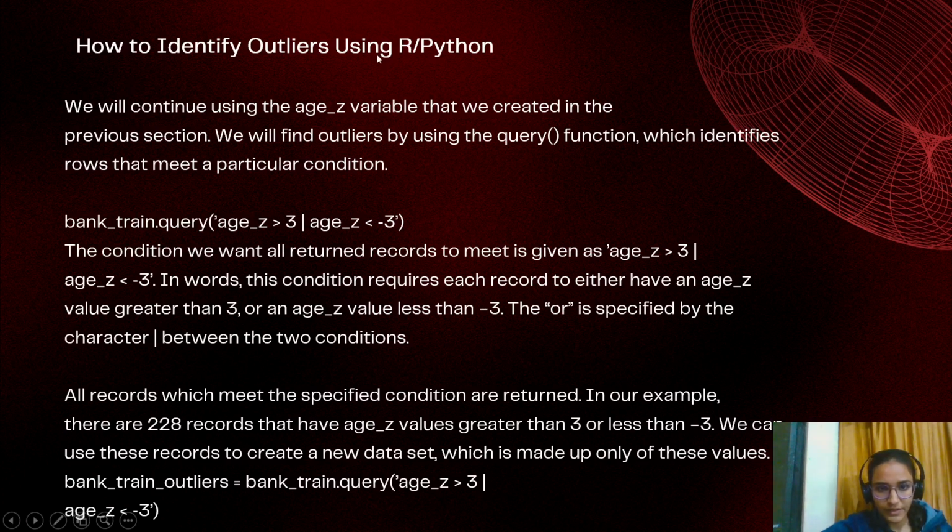Next task is how to identify outliers using Python. Outliers are the unusual values present in our dataset. So we will continue using the age_z variable that we created in the previous section. We will find outliers by using the query function, which identifies rows that meet a particular condition. The condition we want all the returned records to meet is given as age_z greater than 3 or less than or equal to minus 3. All records which meet the specified conditions are returned.